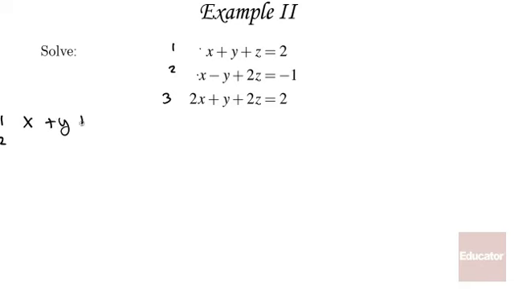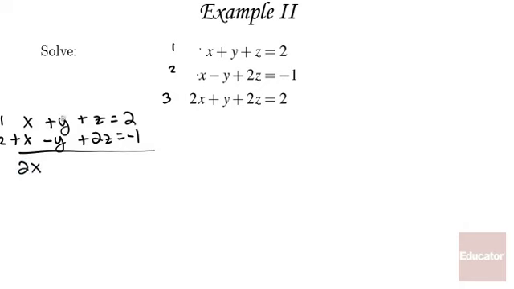X plus y plus z equals 2. And then I'm going to add x minus y plus 2z equals negative 1. And I'm going to come up with a new equation. This is 2x, y's drop out. Z plus 2z is 3z, 2 minus 1 is 1. Okay, I have this. And I worked with these first two.